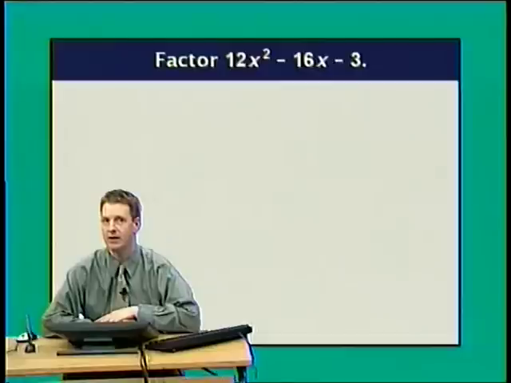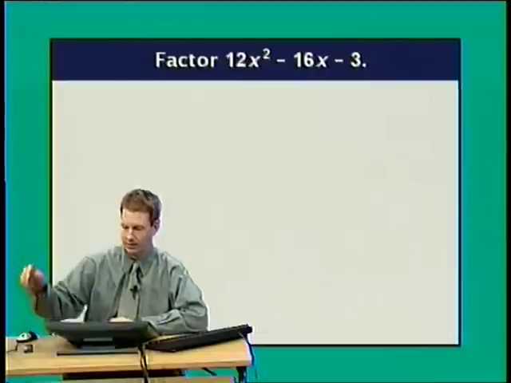1 and 36, 2 and 18. Do either one of those pairs have a difference of 16? You betcha. 2 and 18 do. So let's see. I want one of the numbers negative and one of the numbers positive, and I want the sum to be negative 16. That would be 2 and negative 18. So those are the coefficients I want to use when I split up my linear term.